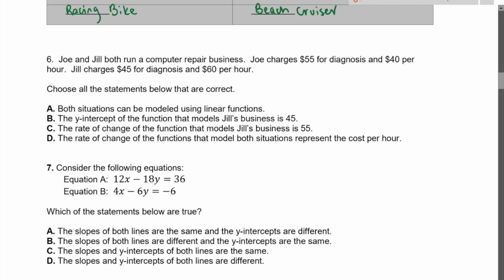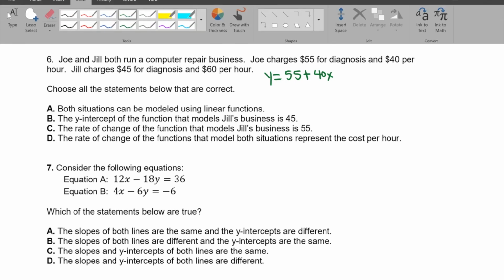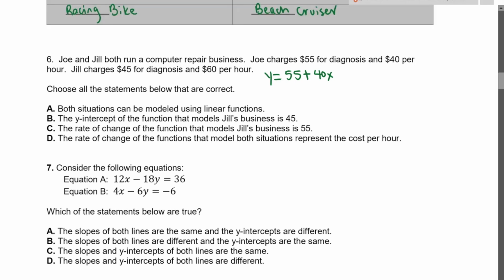Alright, so both situations can be modeled using a linear function. Well, let's see. Y equals, how much is he going to be charged for Joe no matter what? $55 plus $40 per hour. So 40x. That's in slope-intercept form, so it works. What about for Jill? Let's see. Y equals, how much is a diagnostic? $45 plus 60x. Once again, it's in slope-intercept form, which means A is correct so far.